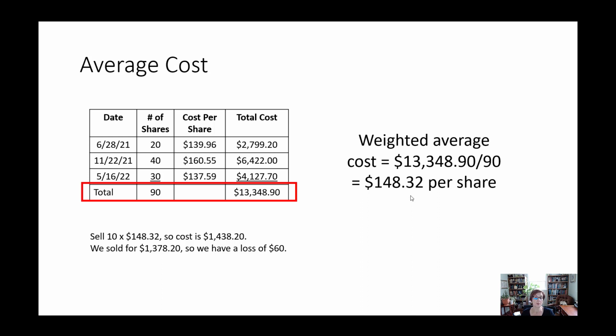Now, notice we never paid $148.32 for a share, right? But that's the number we're going to use. So in this case, we're assuming that the cost was $1438.20. We sold it for $1378.20, so we have a loss of exactly $60. So a third completely legitimate possibility.